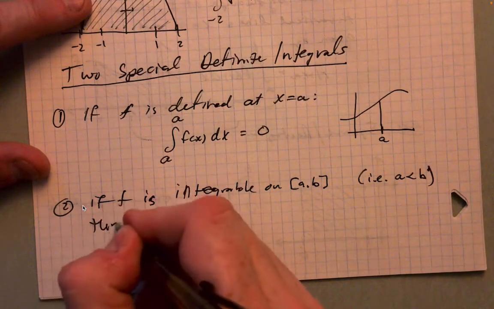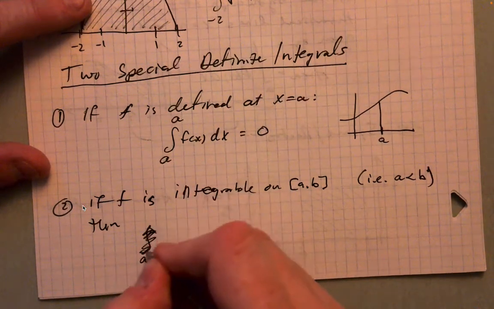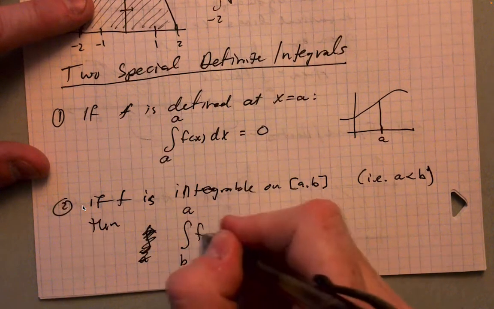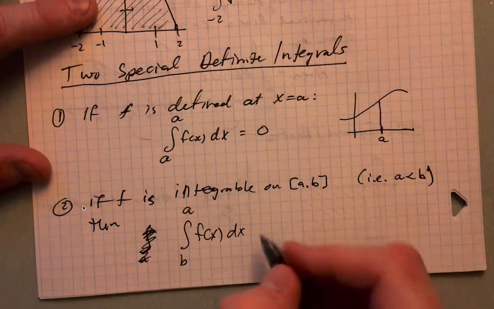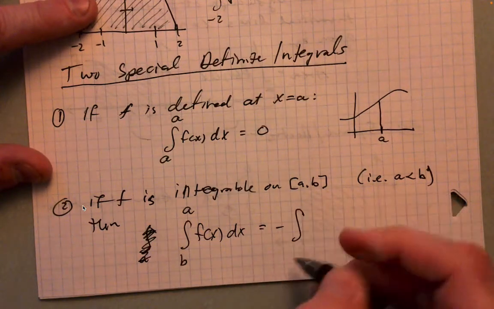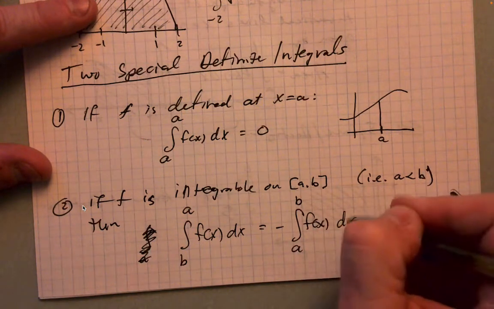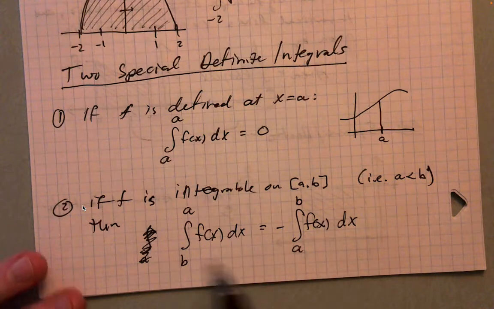Then the integral from b up to a, well, actually you'd say b down to a, wouldn't you? Is equal to the negative integral from a to b of f of x dx. Okay, so this one is a little bit stranger, right?